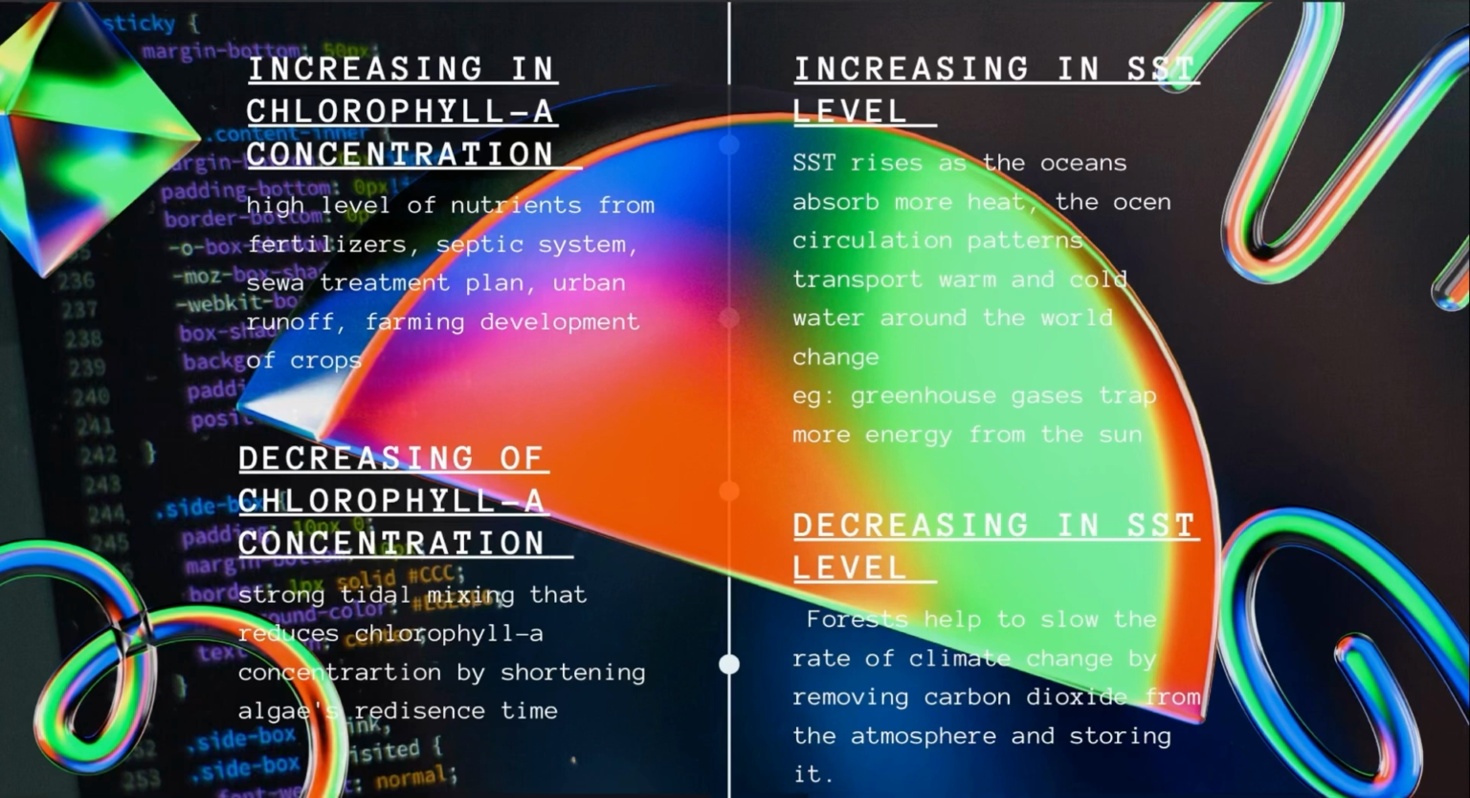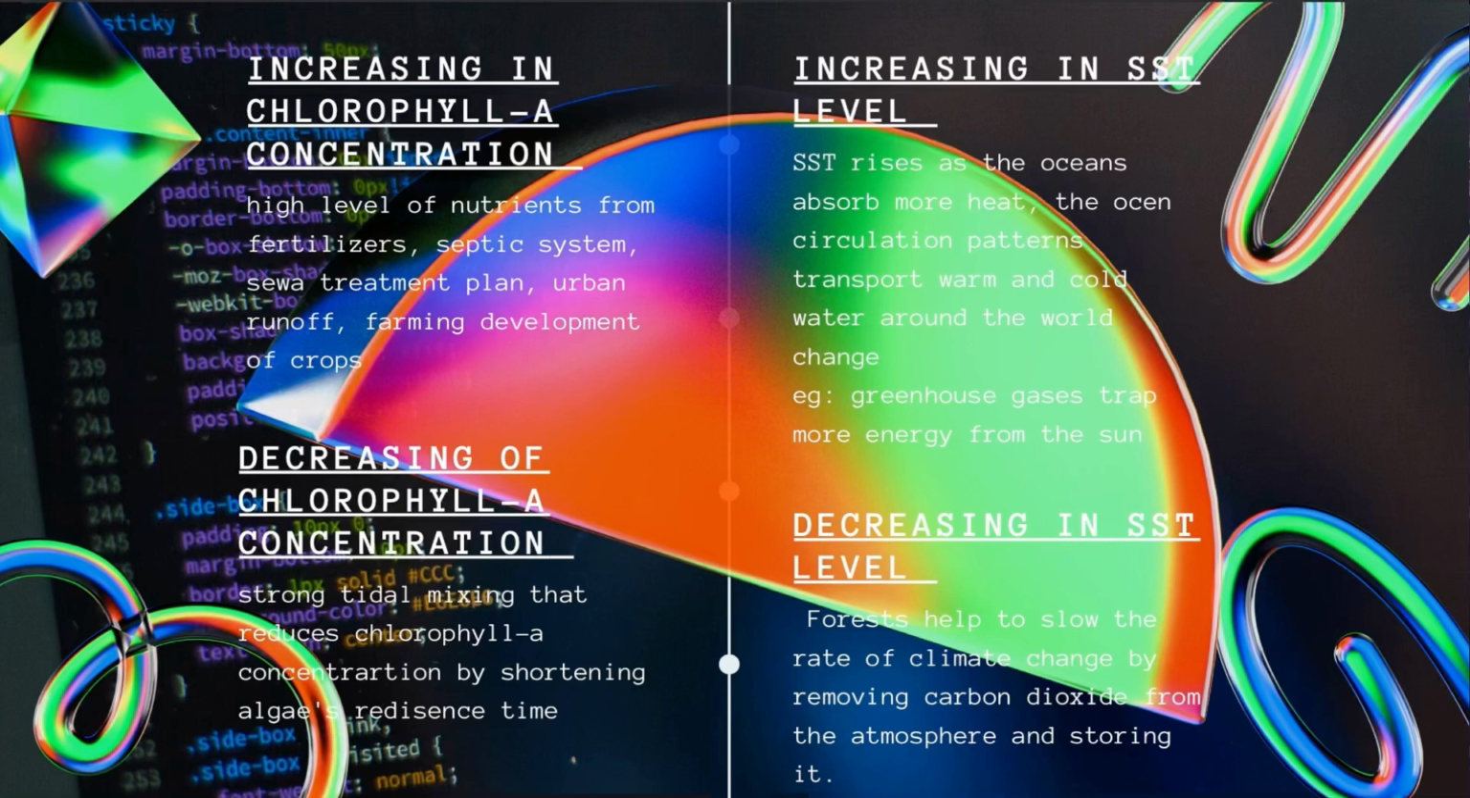And the lowest one, which is Sabah, the decrease in the level is due to the strong tidal mixing that reduces chlorophyll A concentration by shortening algae's residence time in the photic zone. So basically, what is residence time? Residence time means how long some nutrient will be living in such a place in the photic zone itself. Okay, tidal mixing also causes fine sediment to resuspend, resulting in higher turbidity level and less light available for photosynthesis of algae. And it will change the weather and climate.